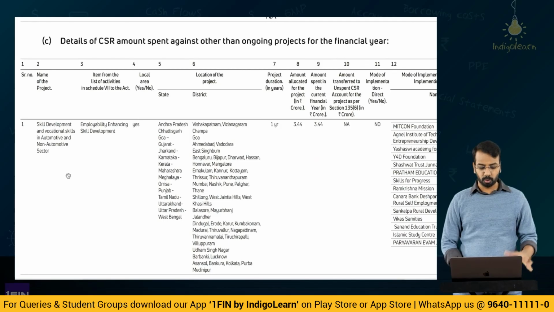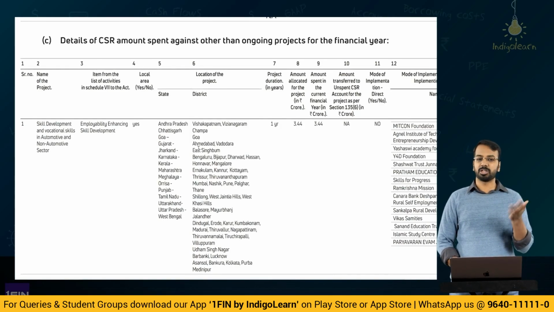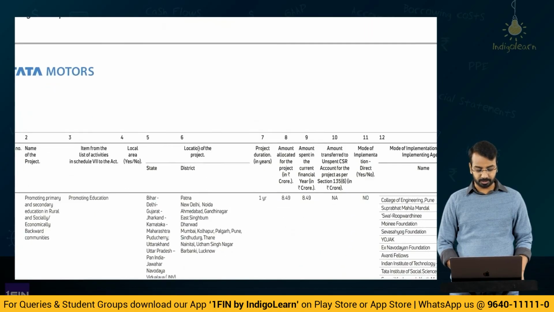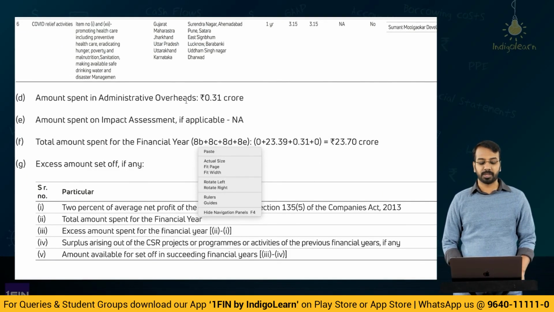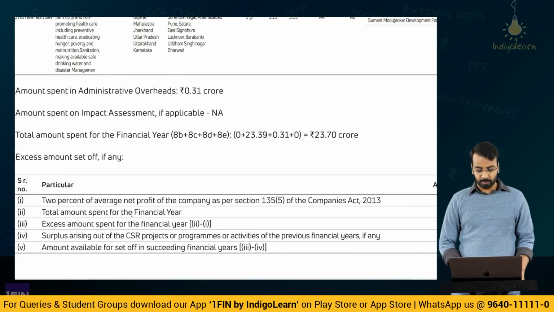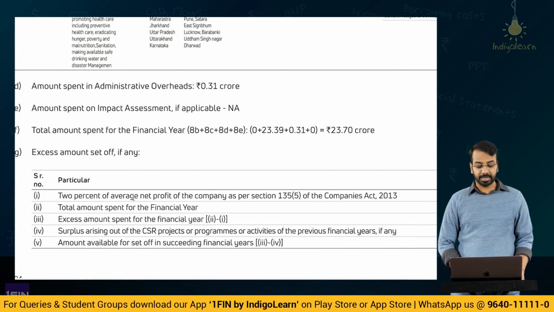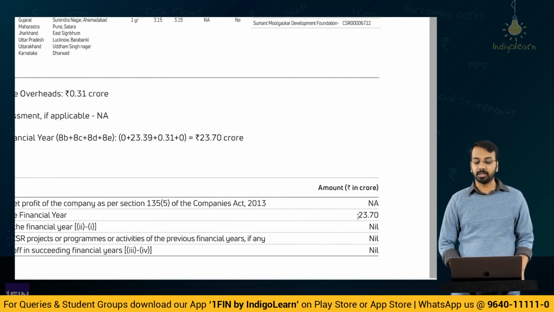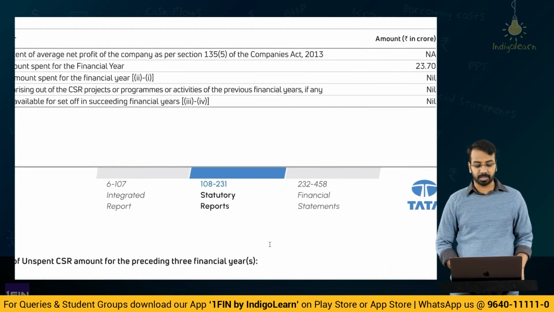Then they have given details of what all activities they have carried out, the foundation, the names, the funds and all of that. You can have a look at it if it interests you. Then what is the amount spent in administrative overheads, that is also given. Impact assessment not required, and excess amount set off if any. So total amount spent, excess amount spent for the financial year 2 minus 1. Then excess amount for set off. So here, though they have spent the amount of 23.7, they are not claiming any set off for the subsequent periods. That is marked as nil.